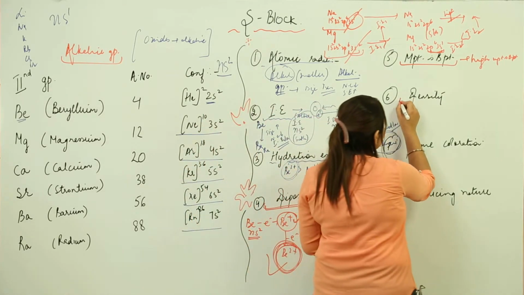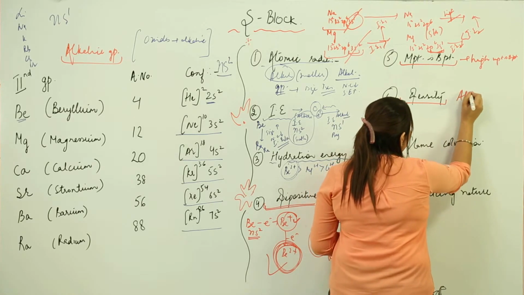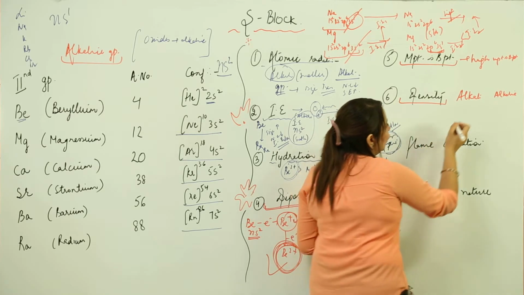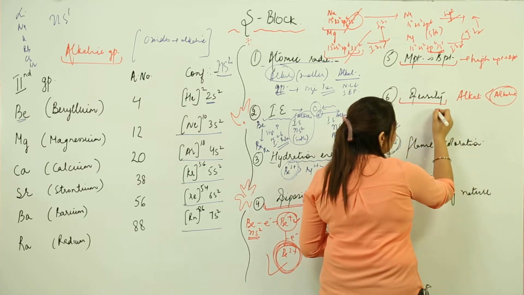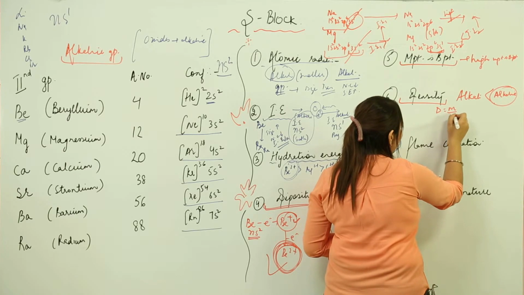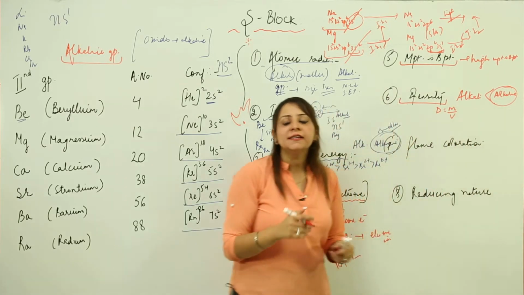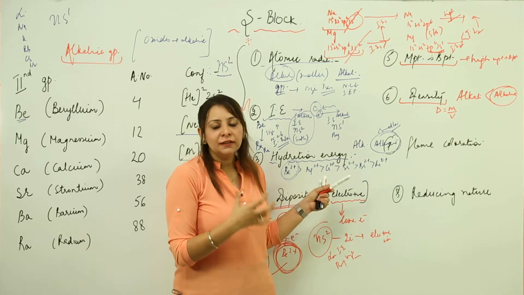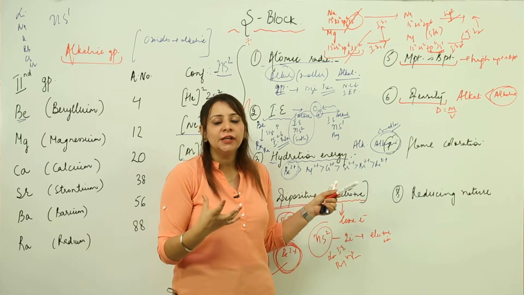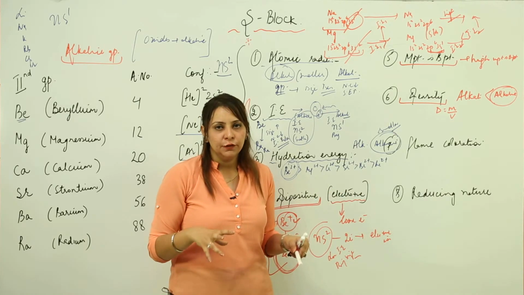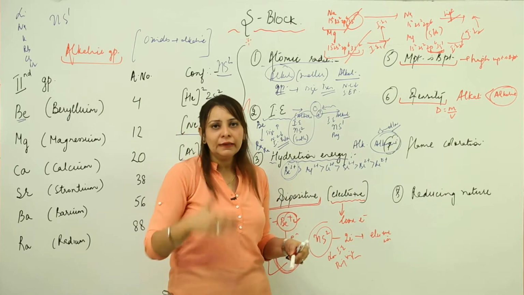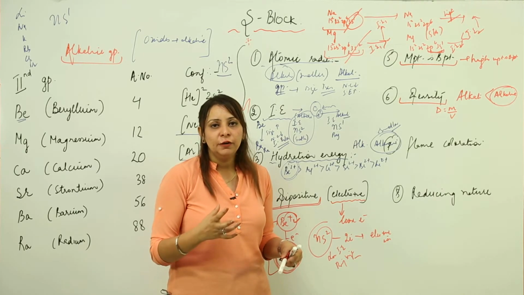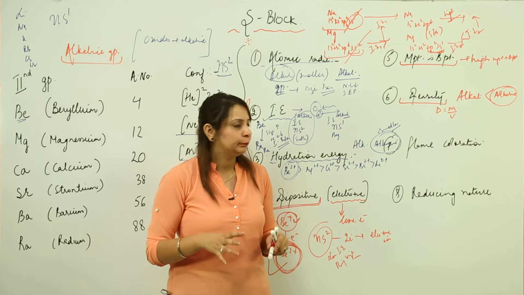Next is the density. Out of alkali and alkaline earth metals, which do you think is going to be denser? Obviously alkaline earth is going to be denser, because density is mass per unit volume. As alkaline earth metals are smaller in size, they will occupy more mass in a given volume, whereas the alkali ones are bigger, so they will occupy less mass in a given volume. But as we move down the alkaline earth group, size increases, therefore density decreases. There will be less mass in a given volume.